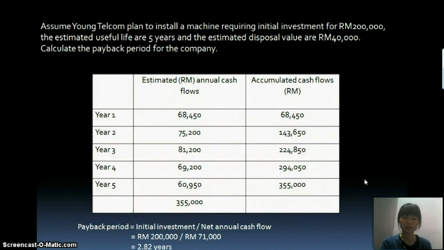The formula for the payback period is initial investment divided by net annual cash flow. From this information, the initial investment is 200,000 ringgit, and the net annual cash flow is 71,000 ringgit. This amount is from 355,000 divided by 5 years. So we get this amount, 71,000. So 200,000 divided by 71,000, we get 2.82 years, and the payback period for this investment is 2.82 years.